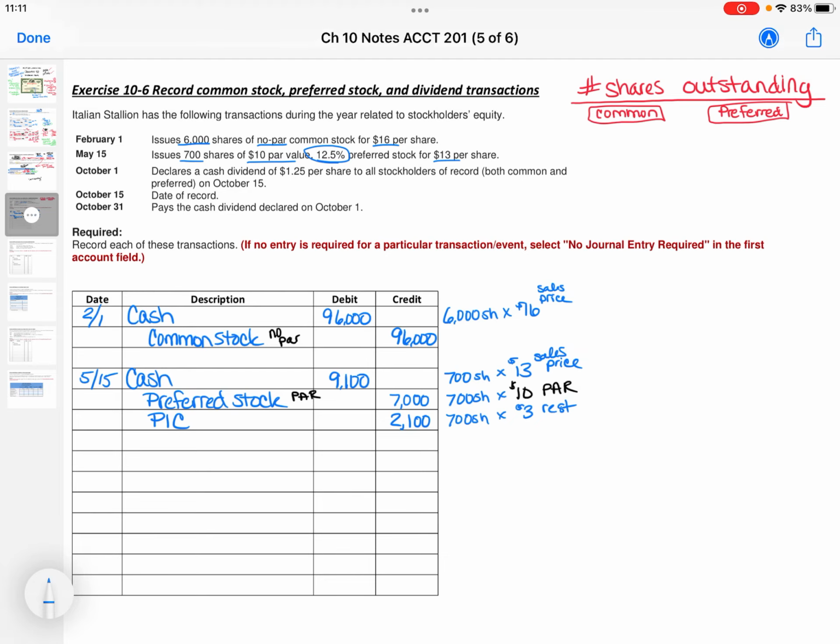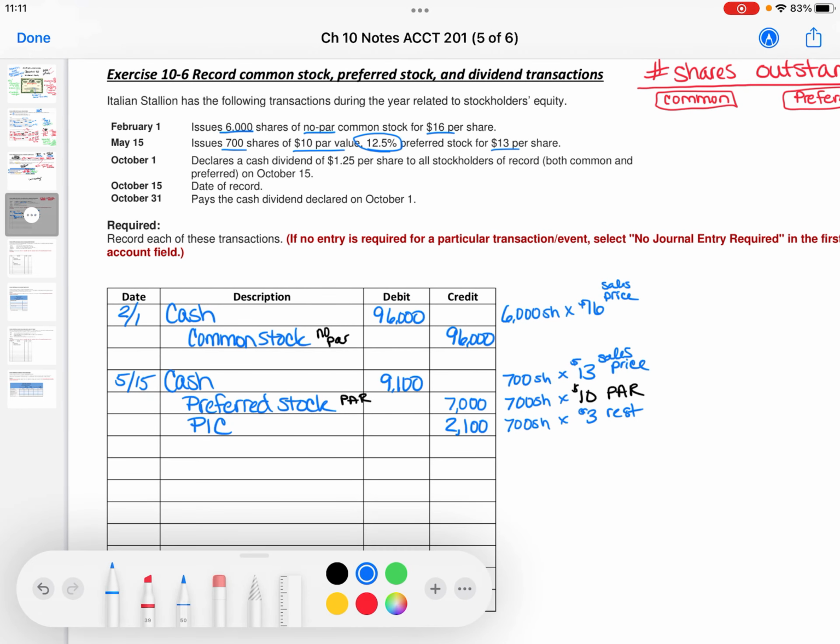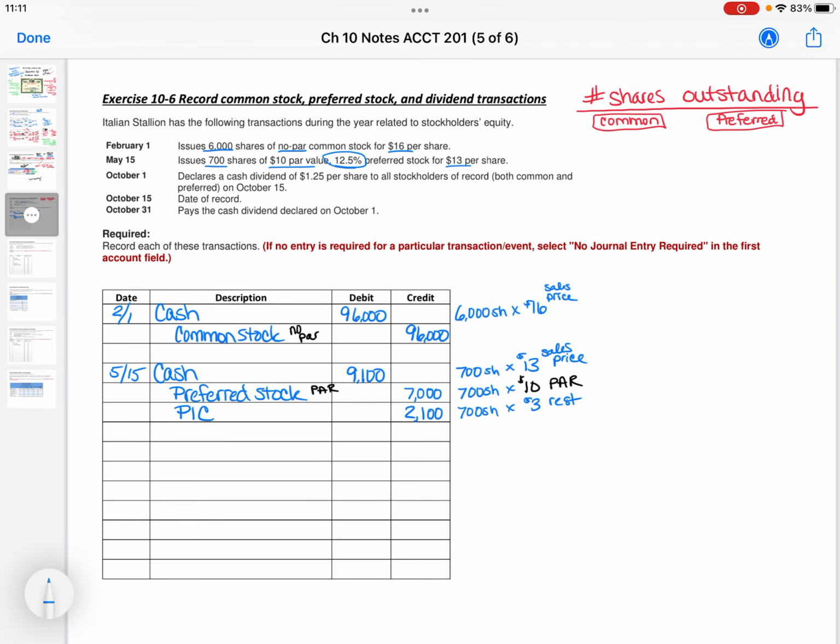Now let's talk about dividends. Dividends have 3 very important dates. So these are our 3 dividend dates. And let's see. Oh, you know what? I said we were going to keep track of the shares outstanding and we didn't do it yet. So let's go back. Let's do these last 2 entries.